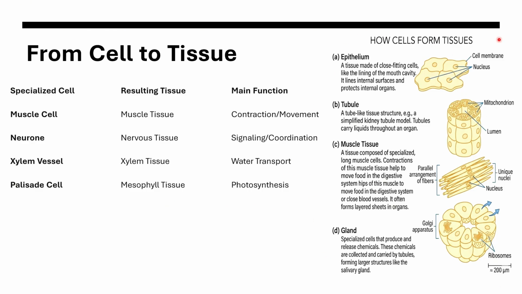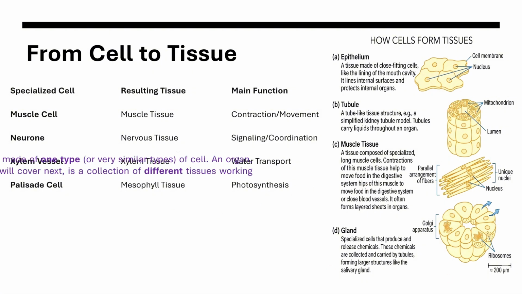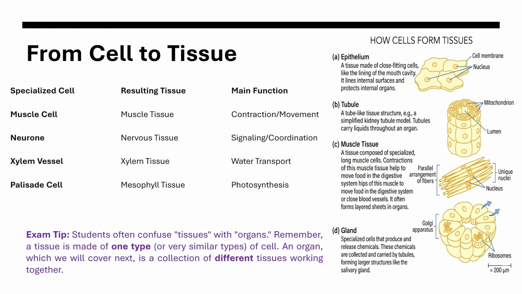In this diagram, you can easily understand how cells form tissues. Epithelium, then tubule, then muscle tissue, and then gland. Students often confuse tissues with organs. Remember, a tissue is made of one type of cell, and an organ, which we will cover next, is a collection of different tissues working together.